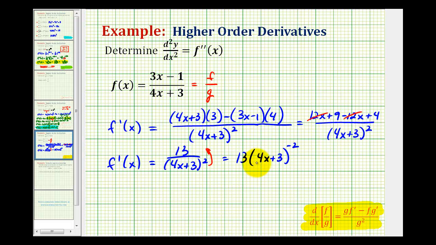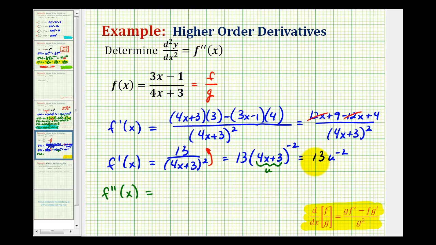So if we let u equal the inner function, we can rewrite this as 13 u to the power of negative 2. So now we can apply the extended power rule, which includes the chain rule, to determine the derivative of this with respect to x. So our second derivative is going to be equal to the derivative of 13 u to the negative 2 with respect to x.